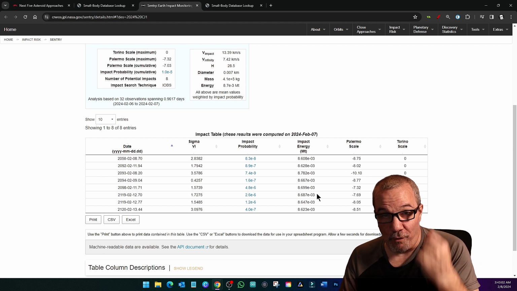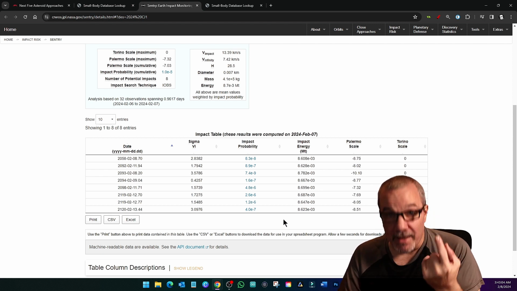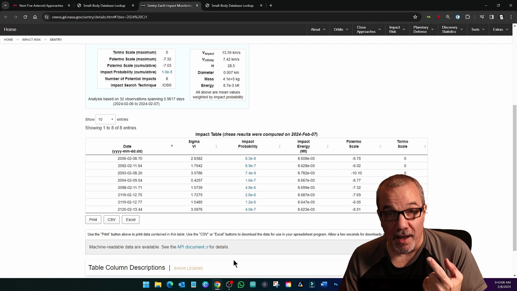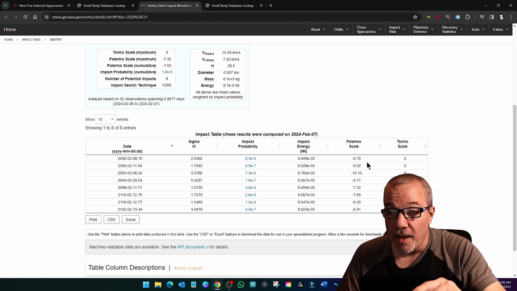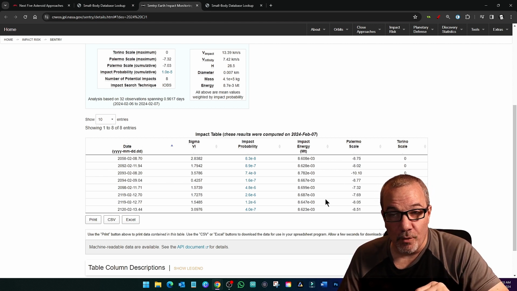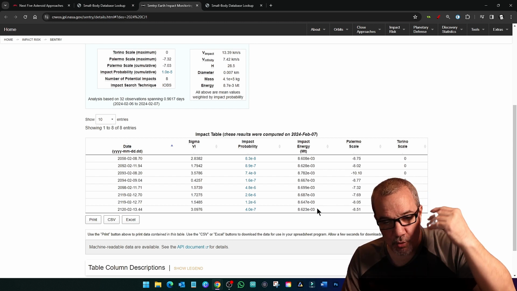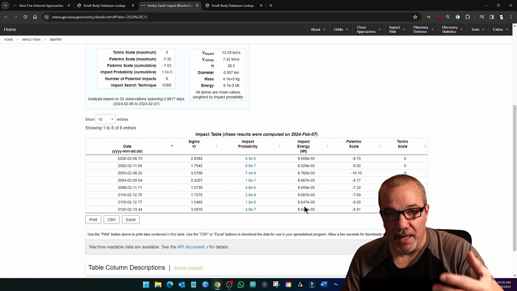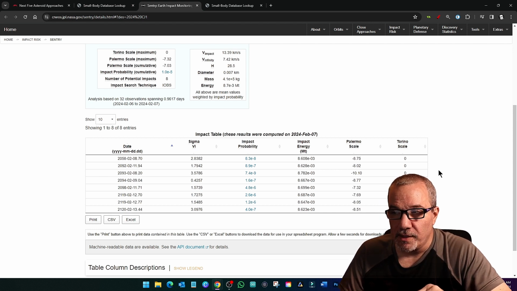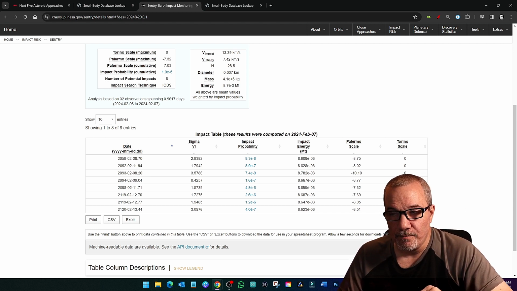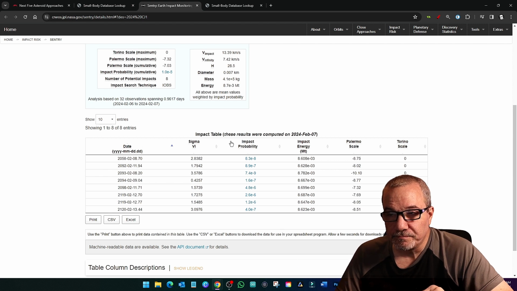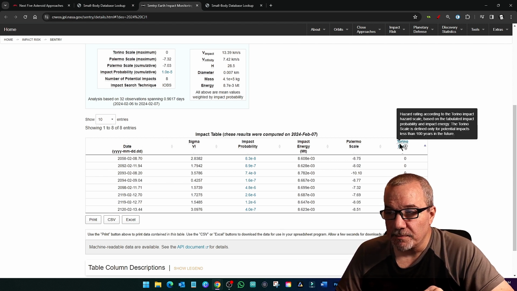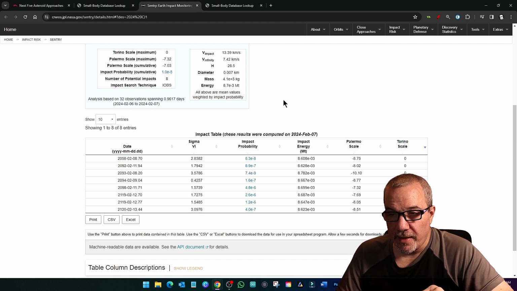And anything over a one is a big problem. Okay, a massive problem. Palermo scale, although it comes up with the same figures, is much more mathematically complicated. So this is more the layman's terms right here, Torino. Okay. Let's just see something here. Yeah, we're good on that satellite.